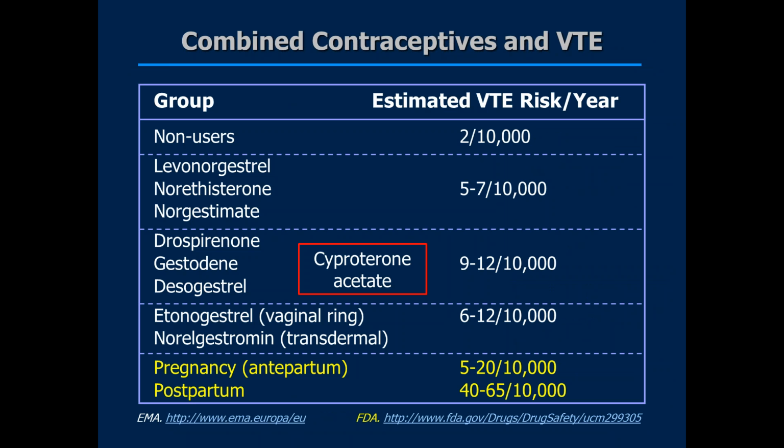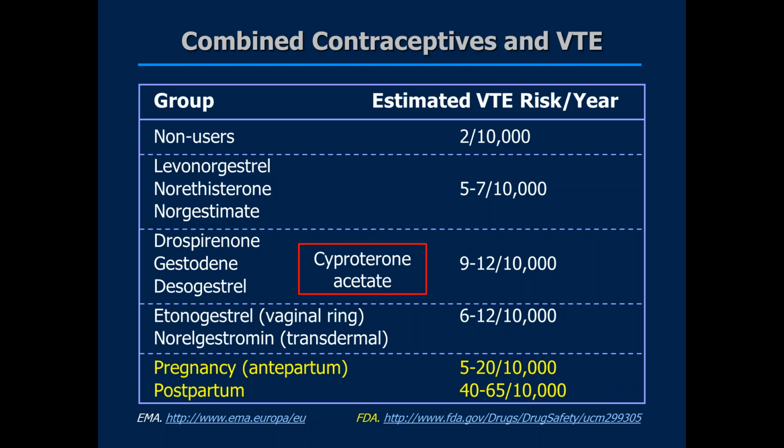So that's useful information, but let's look at it a different way. Let's look at it in terms of absolute risk. So in this slide, we have data from a review that was initiated in February of 2013 by the European Medicines Agency, and it provides estimates of absolute risk for younger women taking various combined hormonal contraceptives. So first off, you'll see at the top that for non-users, the estimated risk of venous thromboembolism per year was 2 per 10,000.